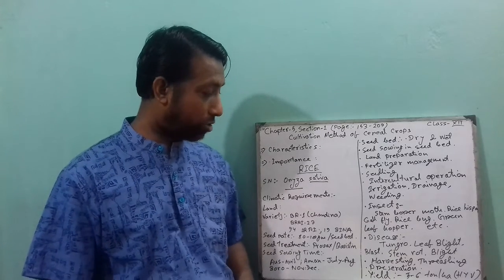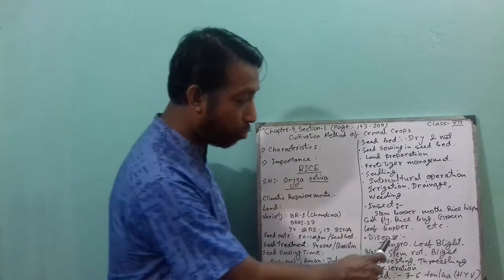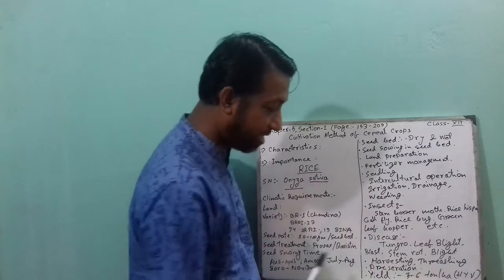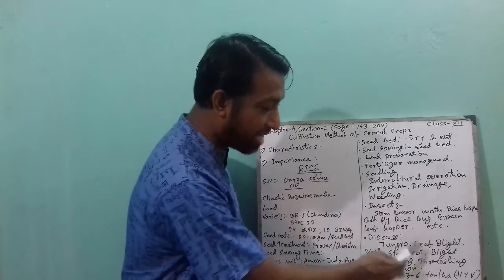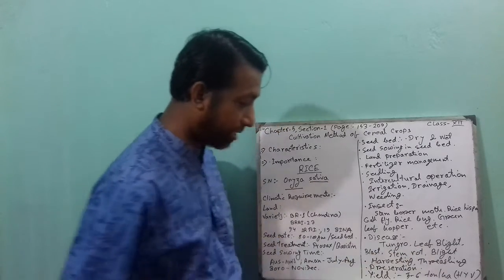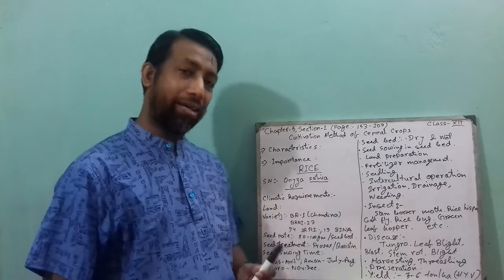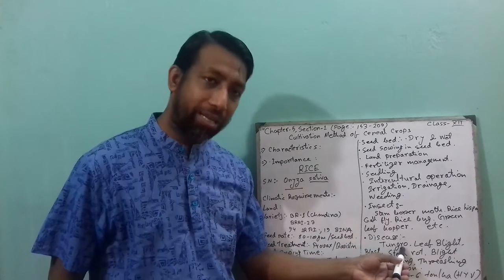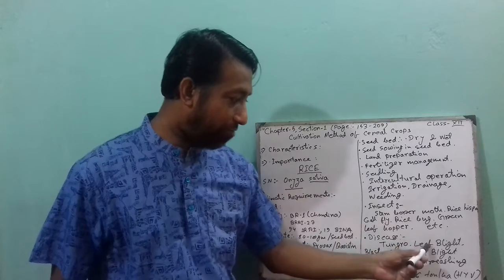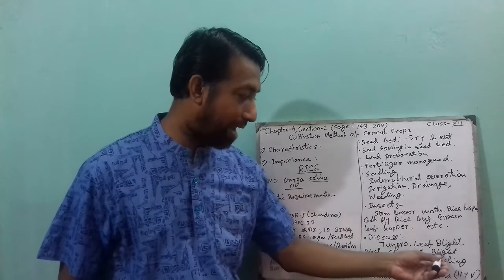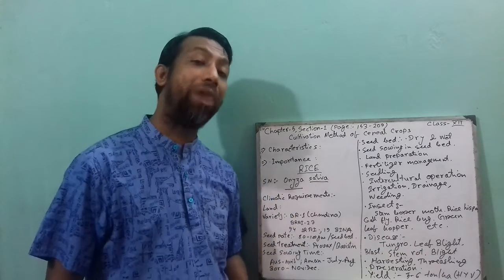The next important point is disease management. We have got lots of important diseases, which are tungro disease, leaf blight disease, blast disease, stem rot disease, and blight disease. And the causal organism of tungro is a virus. Leaf blight, blast, stem rot, and blight diseases are caused by fungus.